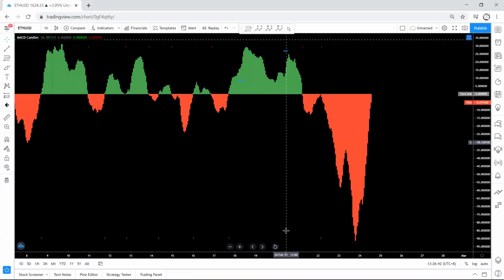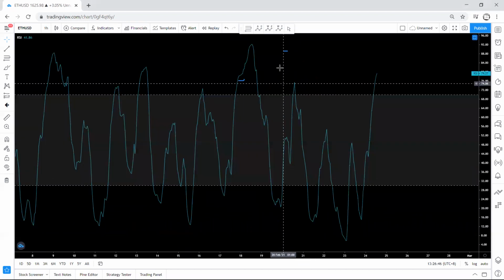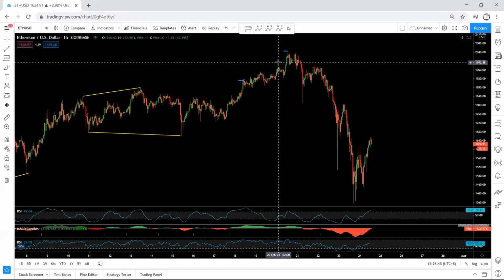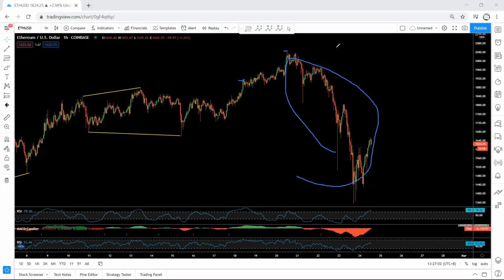MACD showing the divergence as well here. Okay, since we can see from the daily, forward and the 1 hour chart, we can see all the time the price is losing the momentum and the move is very corrective. Then to get this kind of move is very normal for us and we don't need to panic.